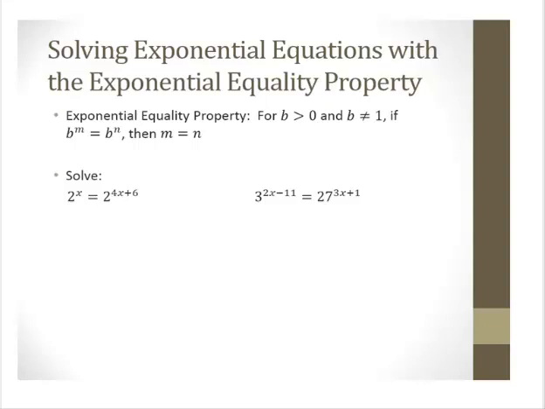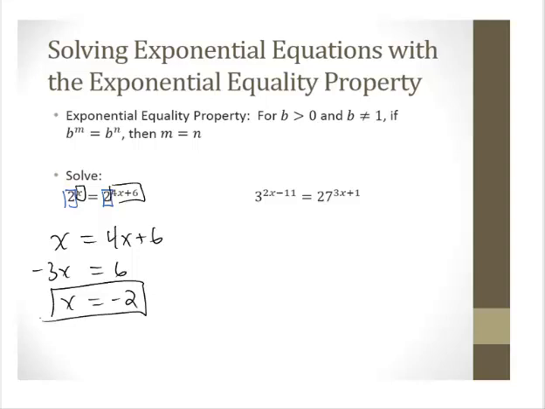So for example, we're asked to solve 2 to the x is equal to 2 to the 4x plus 6. Since we have the same base, then the exponents must be equivalent. So then we can write x must equal 4x plus 6. And we can easily solve this equation. Subtracting 4x, negative 3x equals 6, and dividing by negative 3, x equals negative 2.